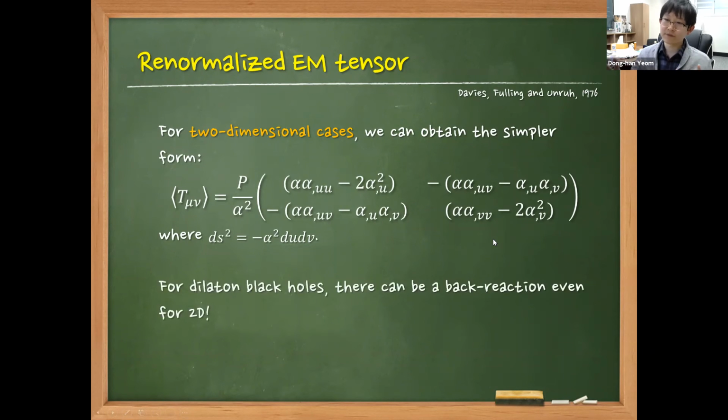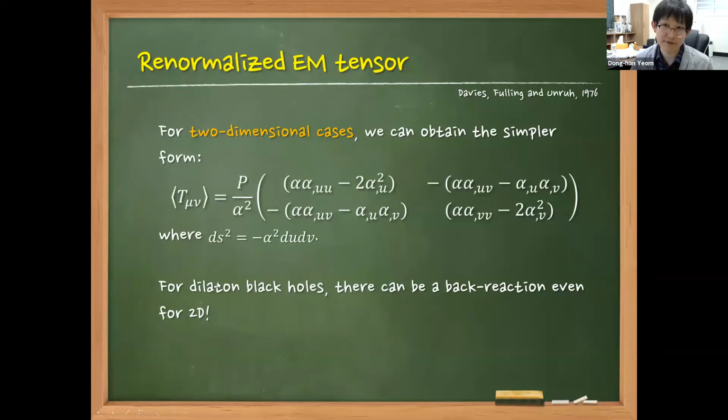So at least for the two-dimensional black hole cases, we can plug in this two-dimensional result and see the entire back reactions. This is a common sense of general relativity: in the two-dimensional case, the Einstein tensor definitely vanishes. So there's no back reaction to the metric. However, for the dilaton black hole cases, there is a non-trivial, non-minimal relation between the metric and the matter field.